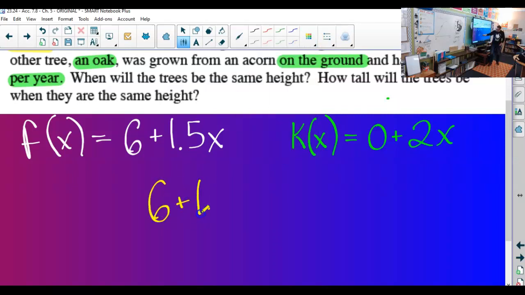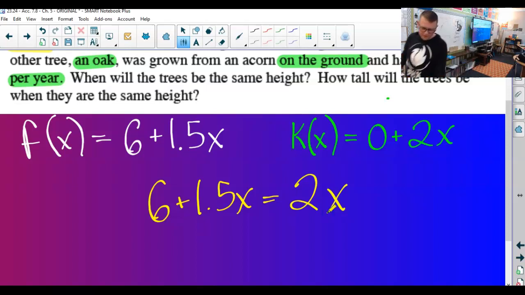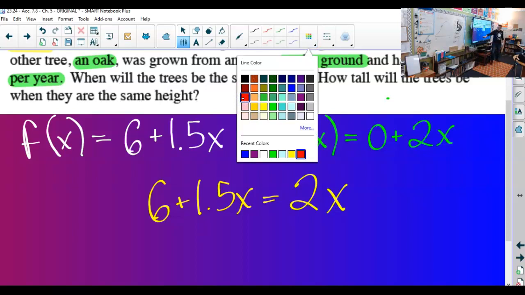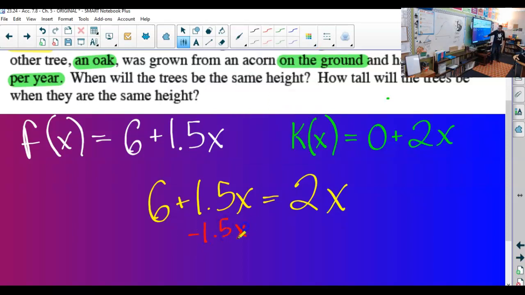On both sides. Do I need to write the 0 plus? No. Nope. What could I do first? Cora. I subtracted the 1.5x from that side. Yeah, you did, because that's the right thing to do.